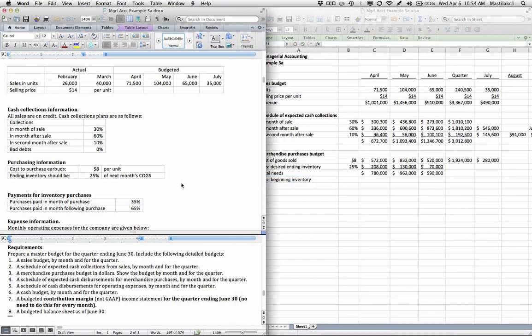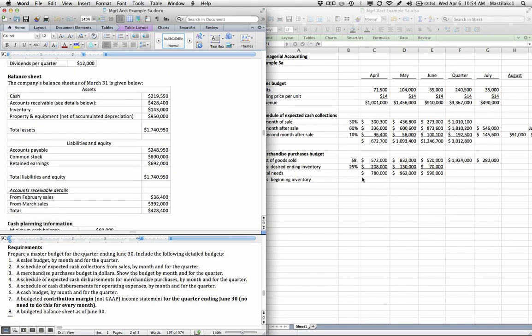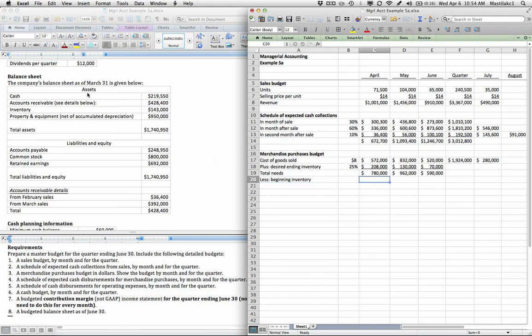So we probably have some beginning inventory on hand at the beginning of April that we don't have to buy in April because it was already there at the end of March. If we look at our March 31st balance sheet, we can see that $143,000 worth of inventory was already on hand on April 1st that we don't have to buy during April. So our required purchases are the $780,000 we need minus the $143,000 that we're already going to have on hand on April 1st, and so we only have to buy $637,000 worth of inventory.